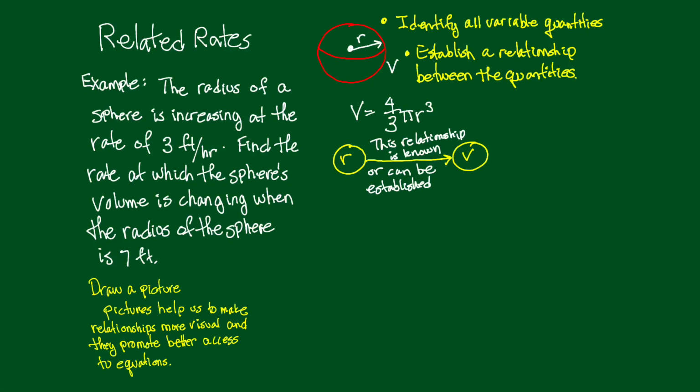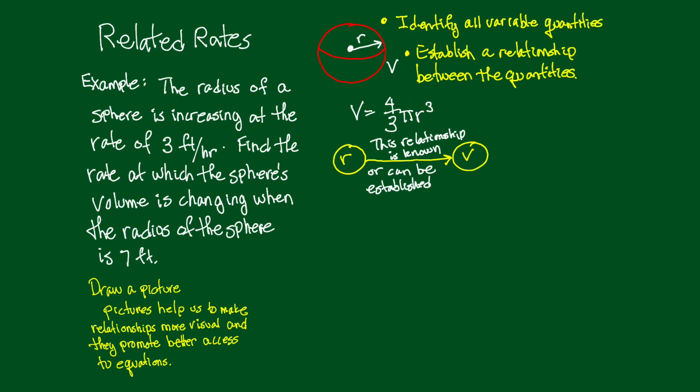So what we've done so far is we've drawn our picture. We've identified all variable quantities, right? The radius and the volume, because they're changing. And we have established a relationship between the quantities. So we were lucky here in the first problem. We're just using a very well-known relationship.